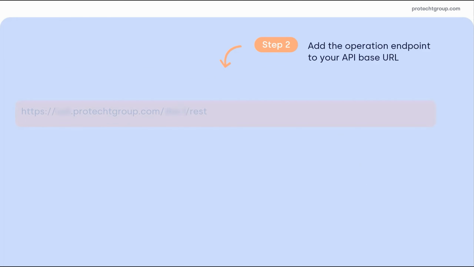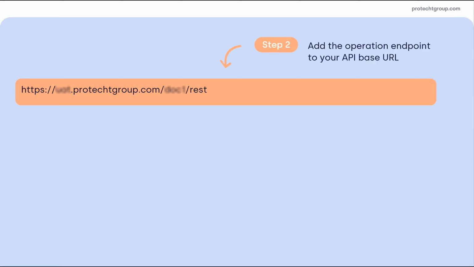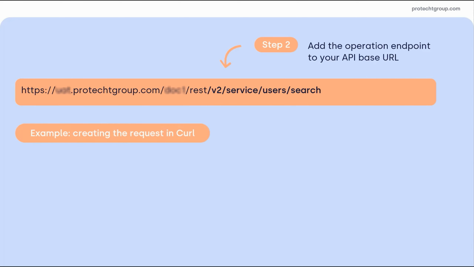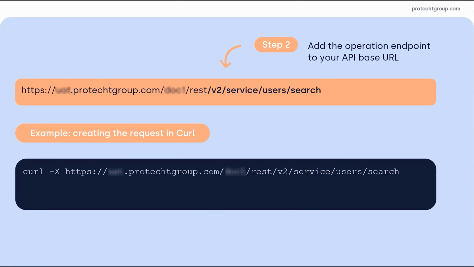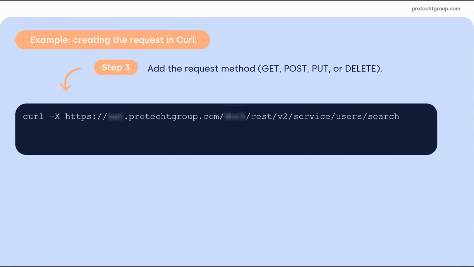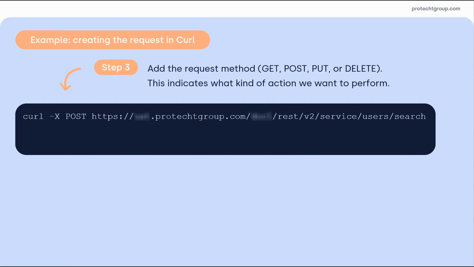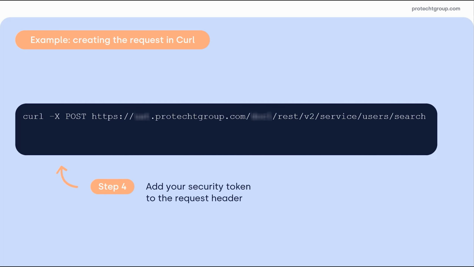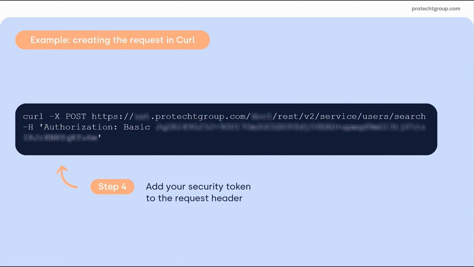To build the request URL, add the operation endpoint to your API base URL. Here's how that looks in curl. Next, add the request method, which indicates what kind of action we're performing, and in this case, it's post. Next, we need to add our security token to the request header. This is the security token from the user account, not the password.